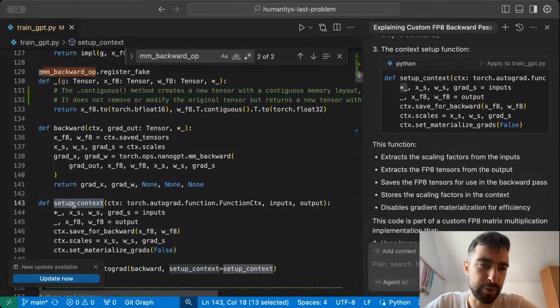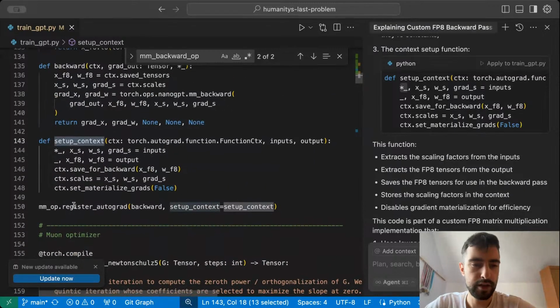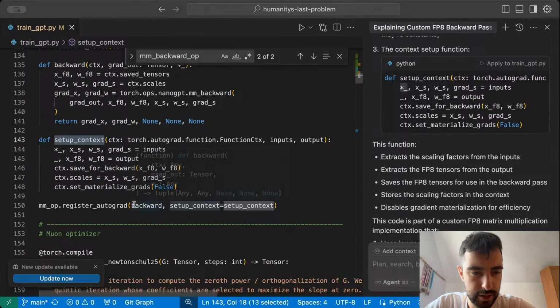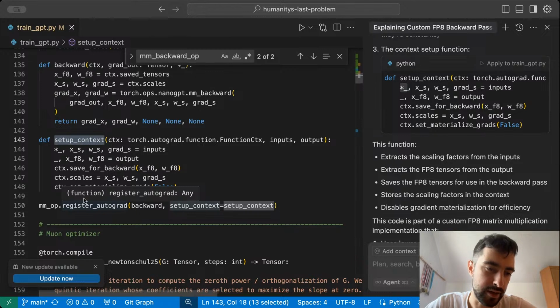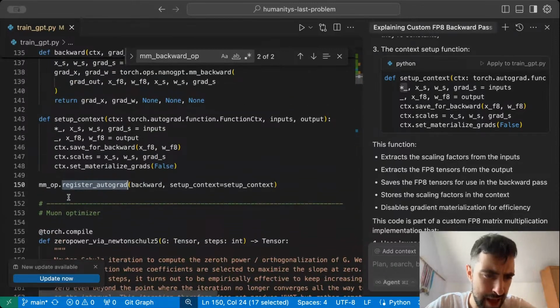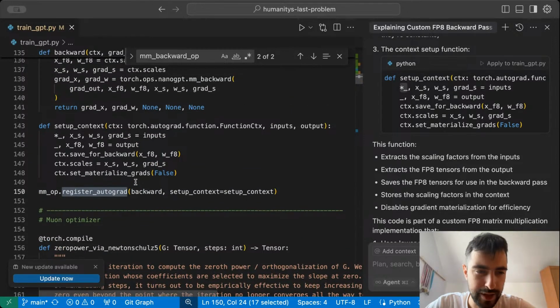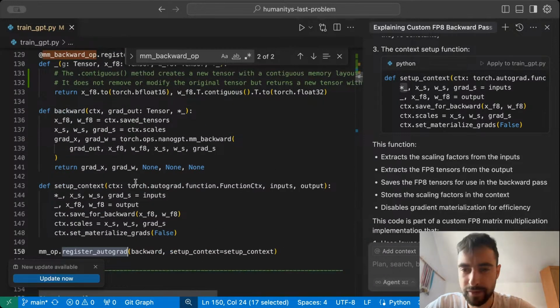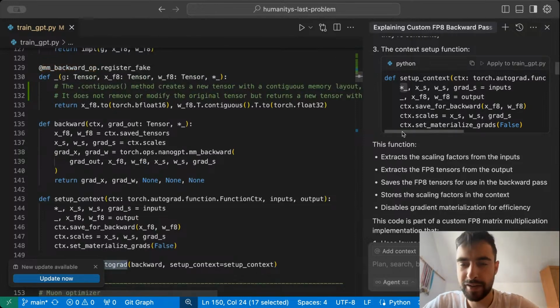And where is this setup context called? Here. That's so weird. It's crazy. Op register autograd. That's so weird. Okay.